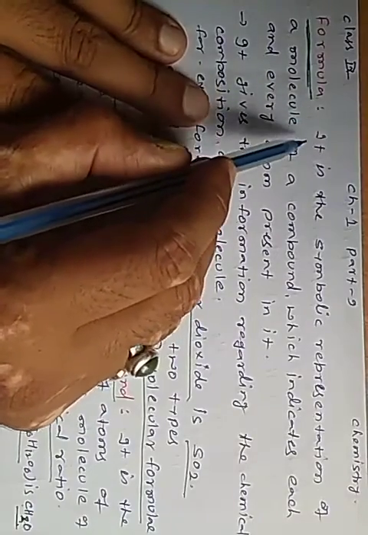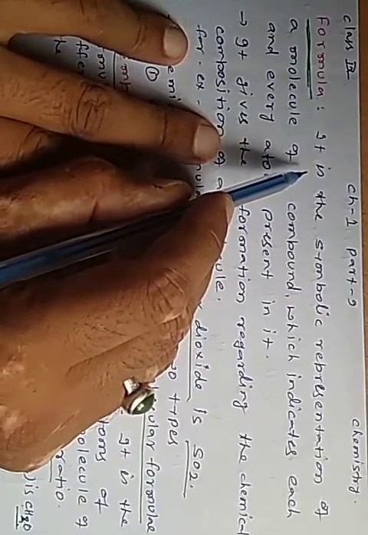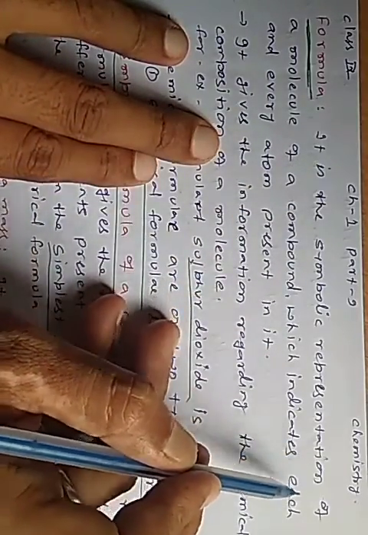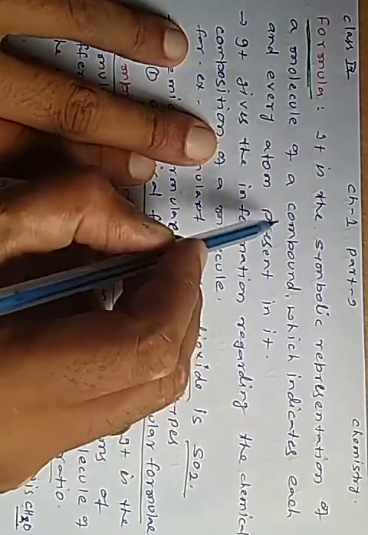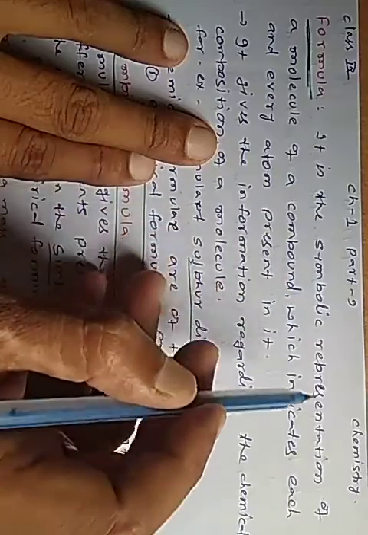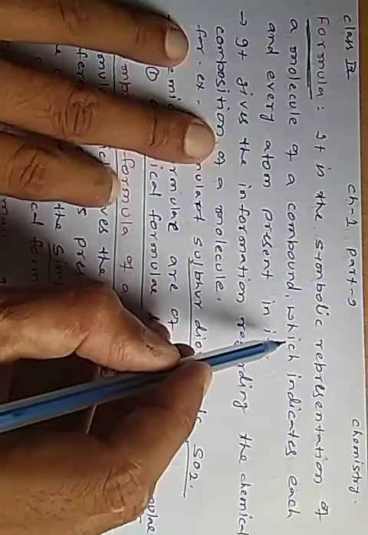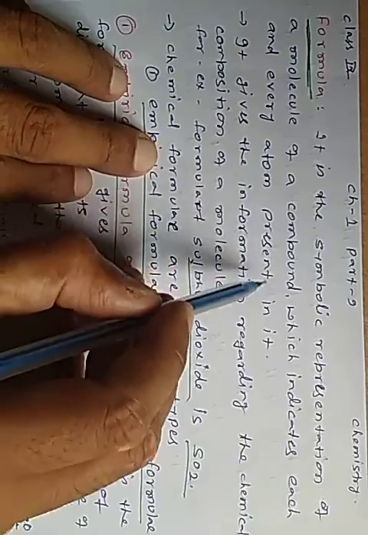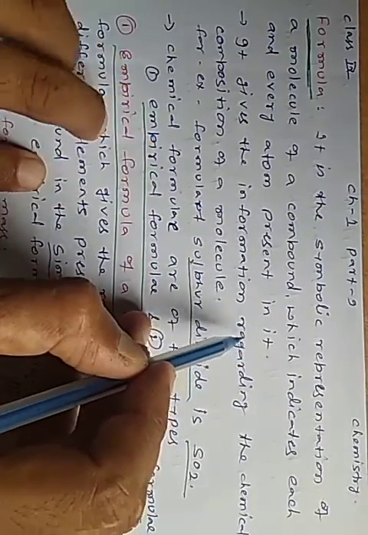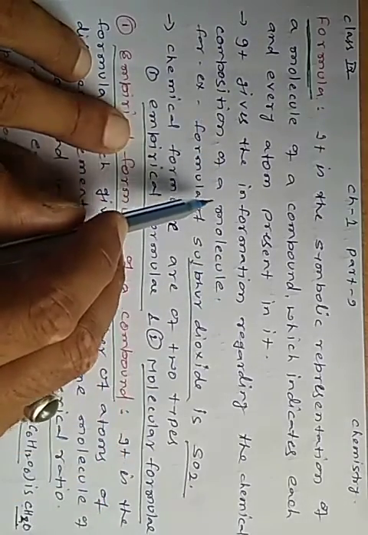First, what is the formula? What is the definition of formula? Formula is the symbolic representation of a molecule or a compound which indicates each and every atom present in it. It gives the information regarding the chemical composition of a molecule.